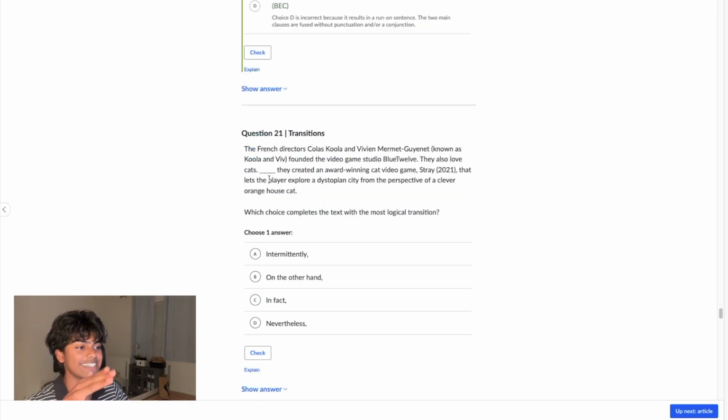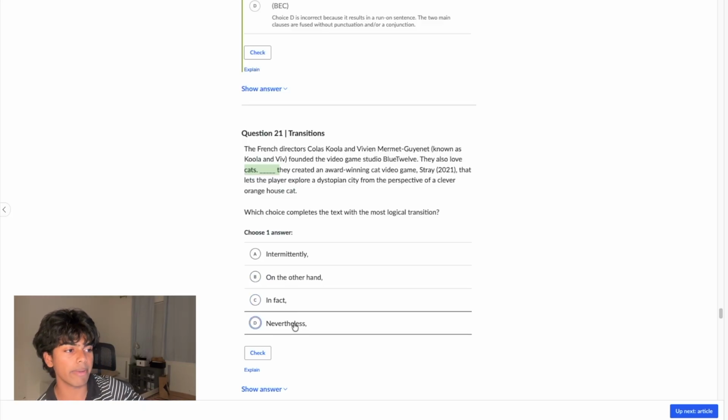Okay, I'm really bad at transitions, but these ones should not be hard to figure out because they have different meanings. Founded the video game studio Blue 12. They also love cats. In fact, so we're talking about cats. None of these other options make sense. On the other hand, is a contrast. Nevertheless, also a contrast. So both of these can be wrong. Intermittently, what are they intermitting? Nothing. So it's got to be C.